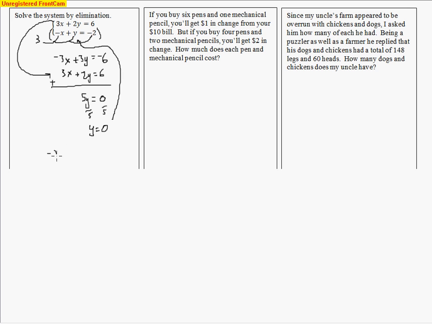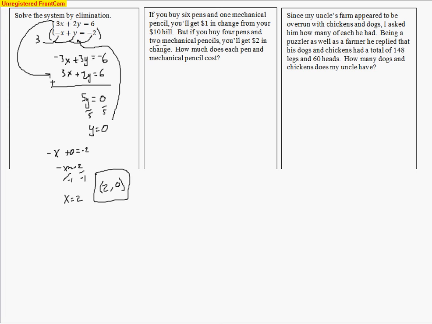So I got negative x plus 0 equals negative 2. And that just means negative x equals negative 2. So if you divide or multiply by a negative 1, you'll get your answer. X is 2. So the answer is (2, 0). That's where the two lines end up crossing.